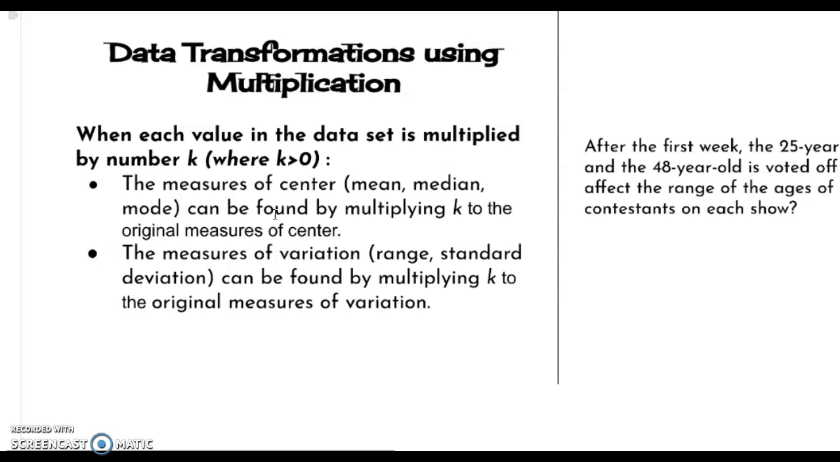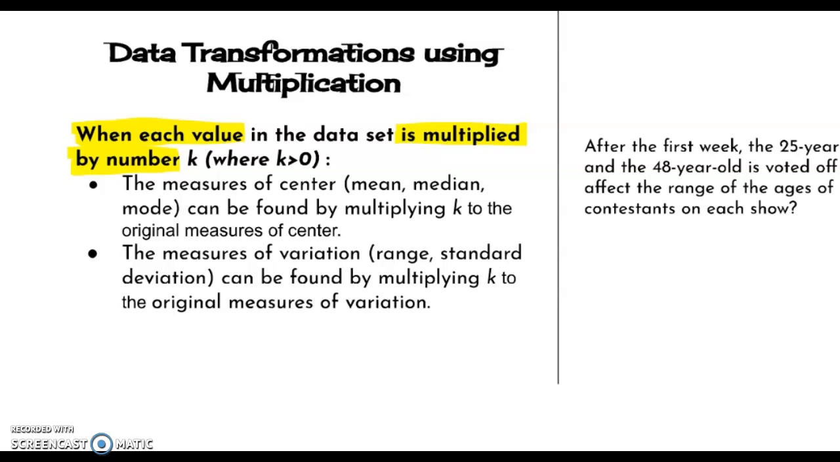So the other scenario is transformations using multiplication. That was addition; this is multiplication. This is when every single value in the data set, every number in your set, is multiplied by a number k. And we're assuming k is not 0. It's got to be a positive number greater than 0. So when each value is multiplied by the same number, here's what happens.